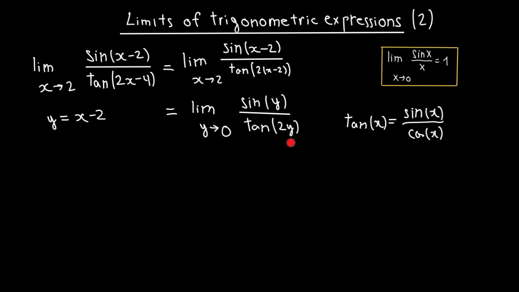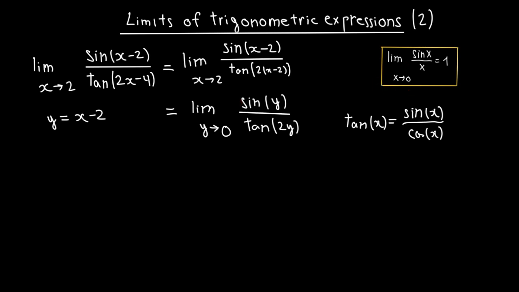And notice here that we still have the case where as y tends towards 0, sine of y also tends towards 0, and the same thing for tangent of 2y. So we still have the case of 0 divided by 0. And so we need to manipulate our expression once again. So this is important. Since we have two different trigonometric functions here, we need to use this limit sine of x divided by x twice, once for each function, basically.